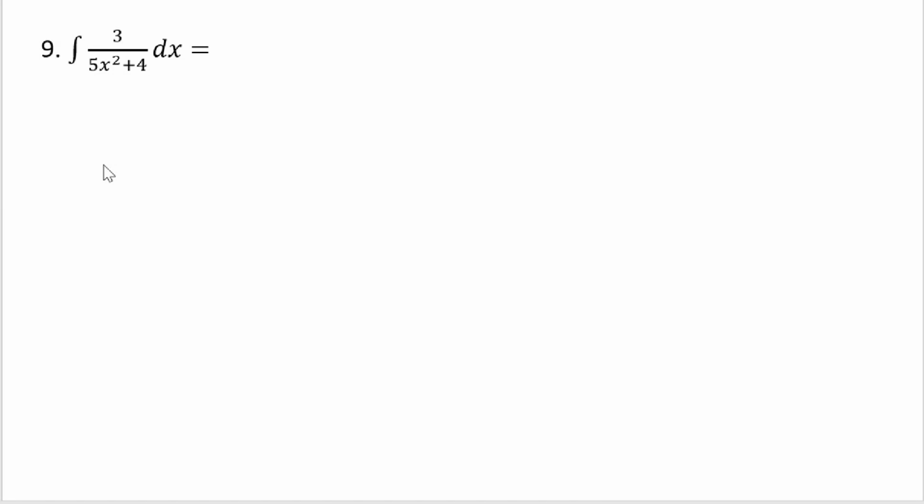In number 9, we have the integral of 3 over 5x squared plus 4 dx. Since there's no x variable in the numerator, there is a possibility that we are going to use the inverse trigonometric function.